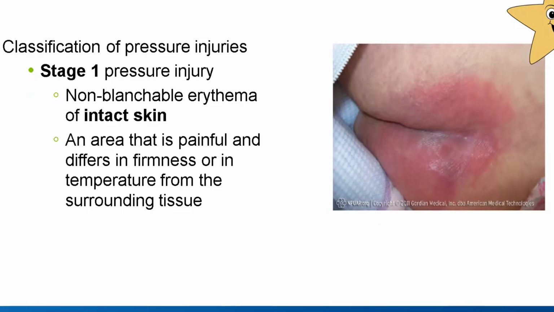Stage 1 pressure injury presents as non-blanchable erythema of intact skin. The skin is still closed, but the color does not turn white when pressed. The area may feel painful, firm, soft, warmer, or cooler than the surrounding tissue. Stage 1 is an early warning sign. Pressure is causing damage beneath the surface, even though the skin has not yet opened.